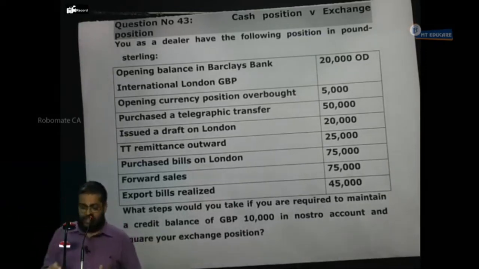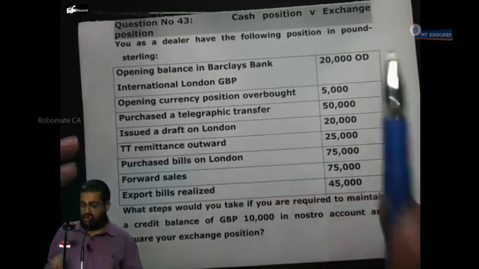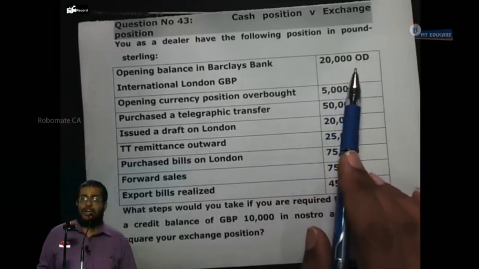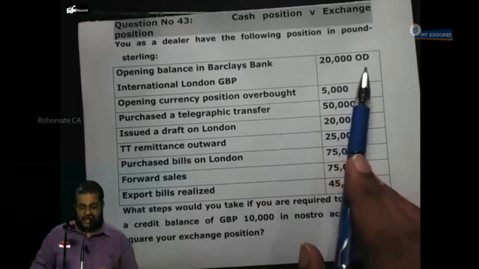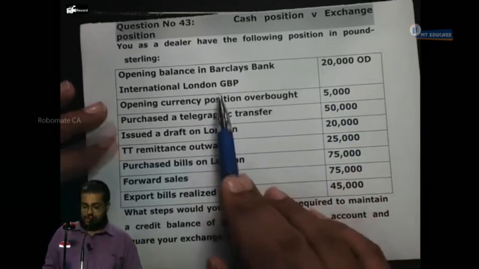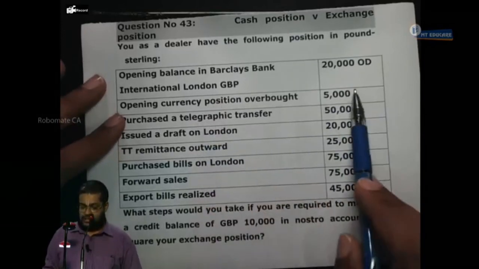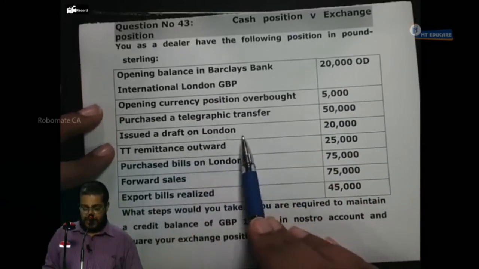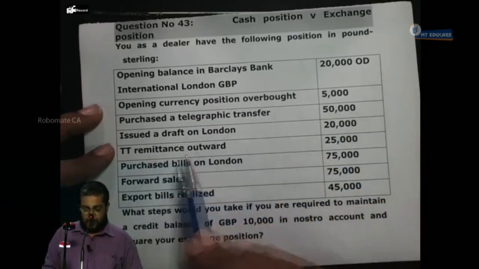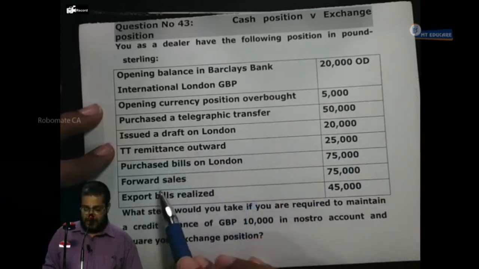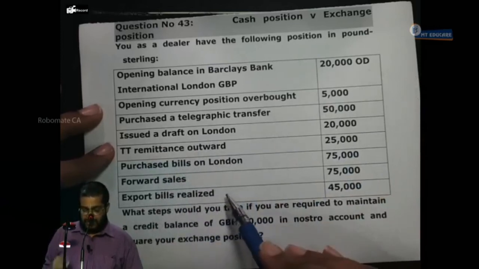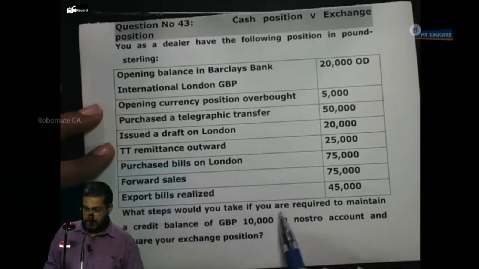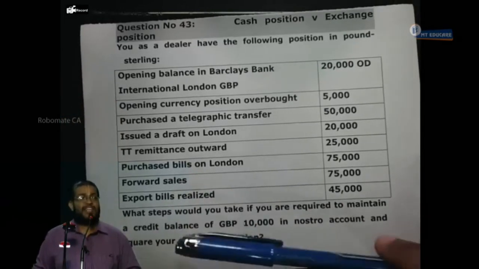You are having an account with which bank? Barclays Bank. What is the amount you are having? 20,000 OD. Positive or negative balance? Negative balance. Opening exchange position is 5,000 overbought. Purchase TT, issued DD, TT remittance outward, purchase bills on London, forward sales, export bill realized. What step would you take if you are required to maintain a credit balance of 10,000 GBP in the nostro account and square your exchange position?